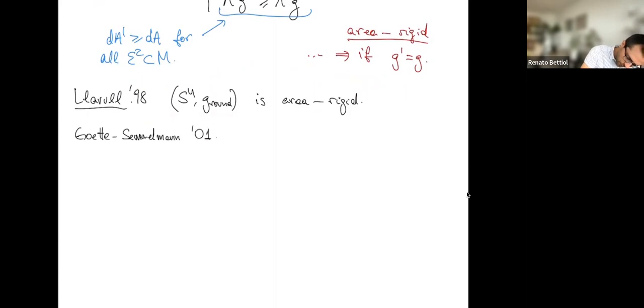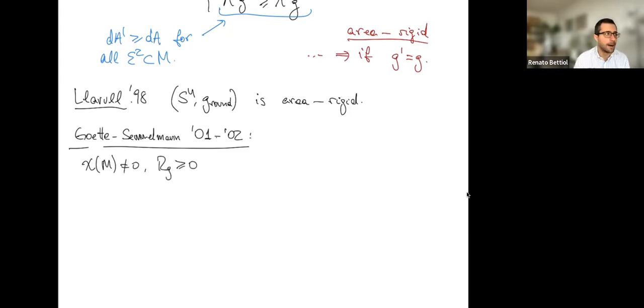So there's a couple works in 2001, 2002 of Goette and Semmelmann, building on some works of Min-Oo. The main assertion that I want to make here is that if the Euler characteristic is non-zero and the curvature operator is positive semi-definite, then the manifold is area-extremal. So then M is area-extremal.